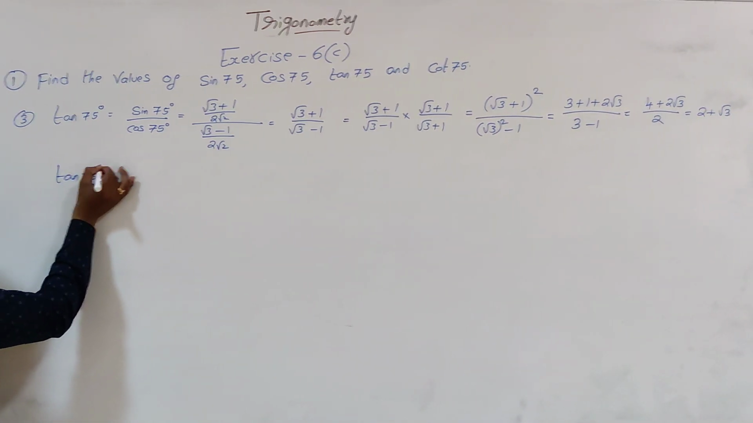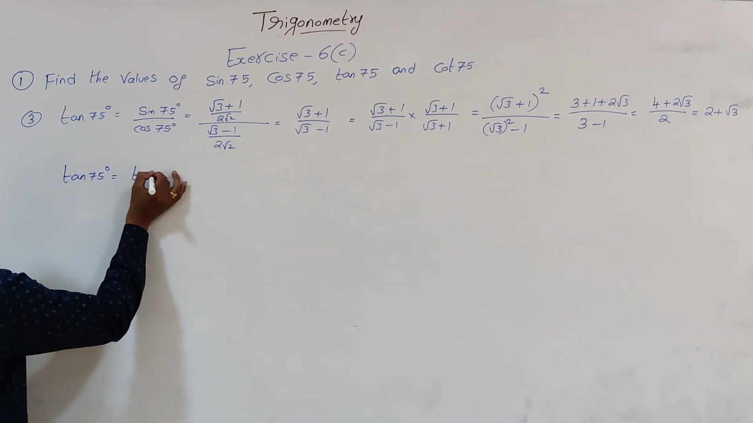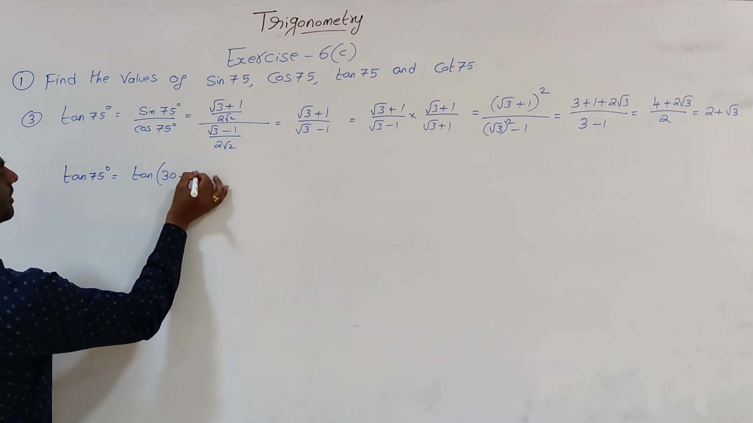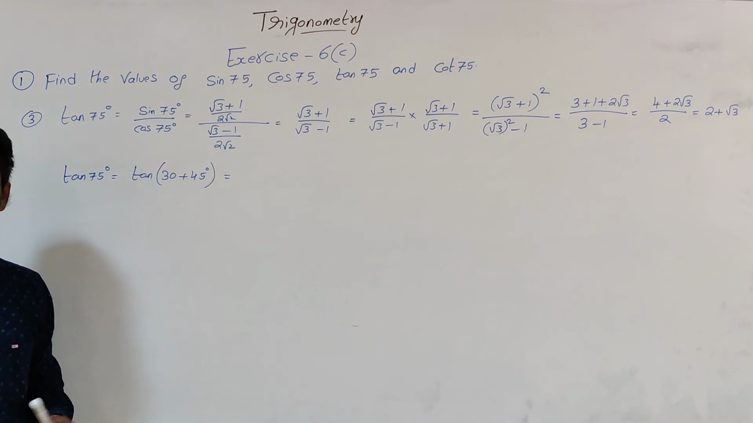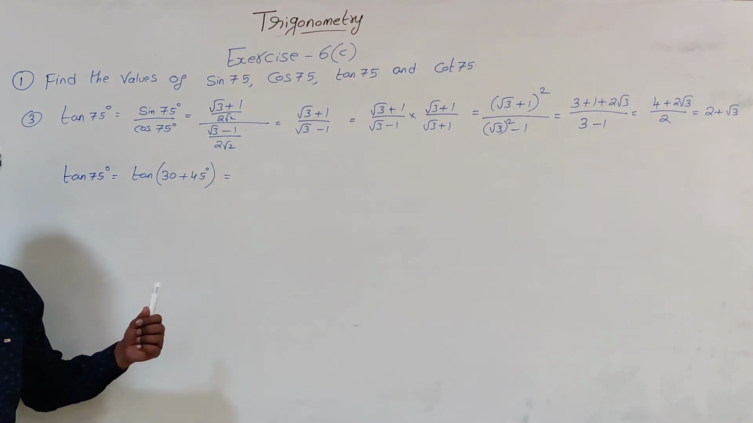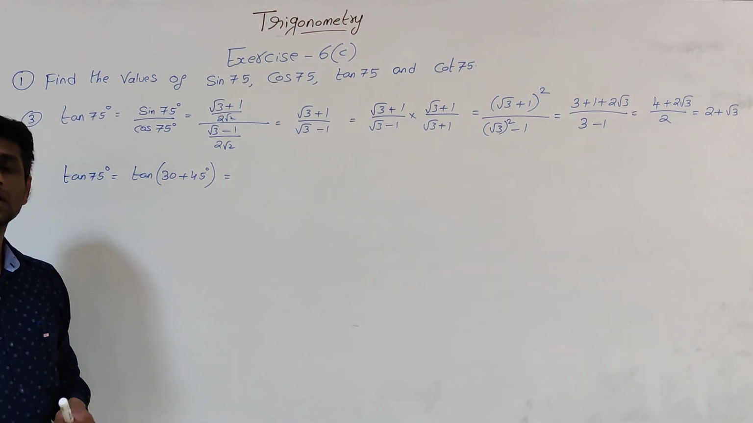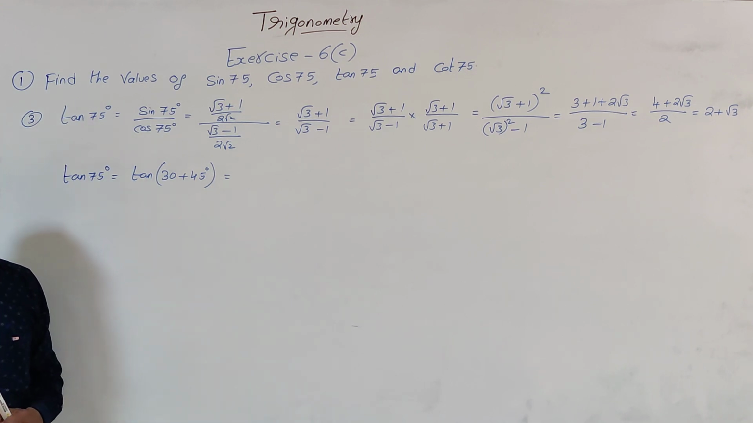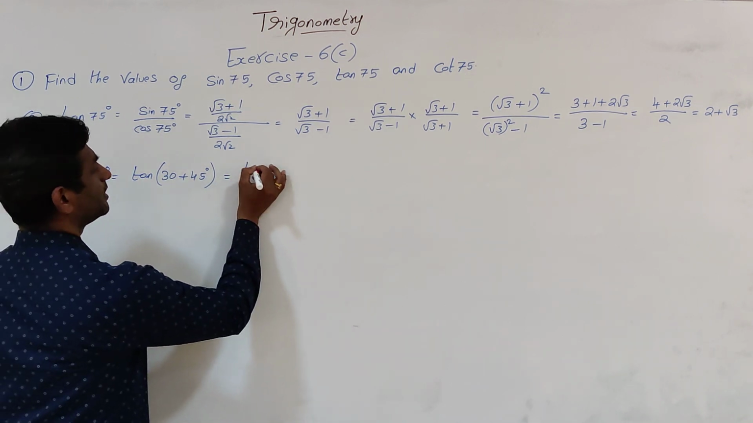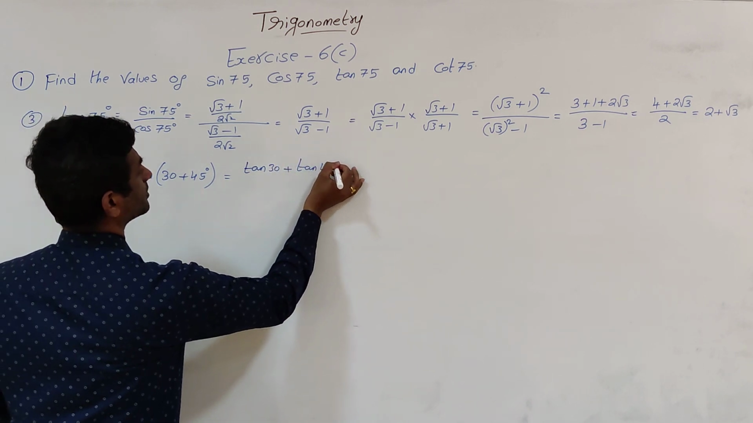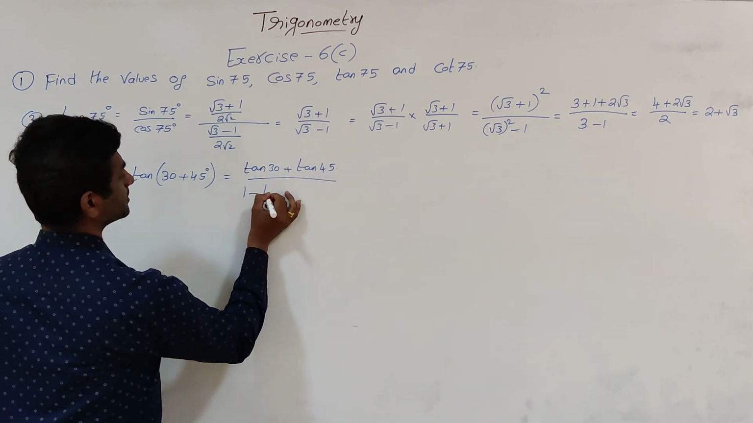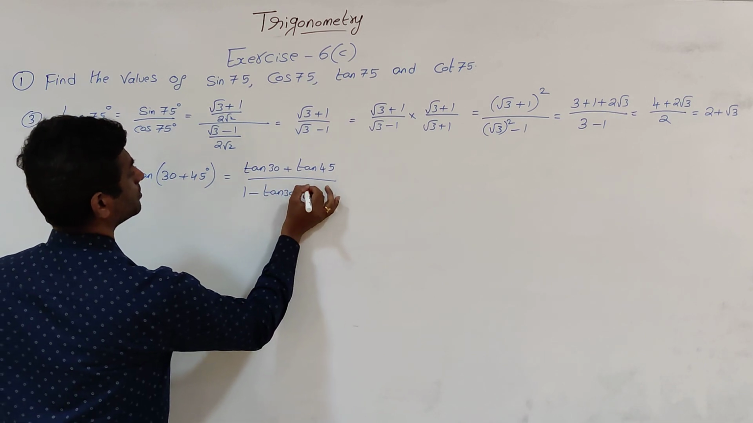Tan 75 degrees will be tan of 30 plus 45. It is in what form? Tan of a plus b. As we know, what is tan of a plus b? Tan a plus tan b by 1 minus tan a tan b. Now it will be tan 30 plus tan 45 by 1 minus tan 30 into tan 45.